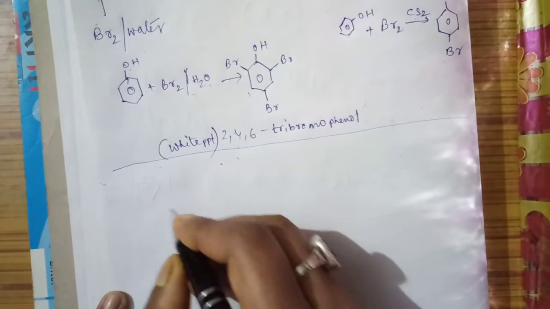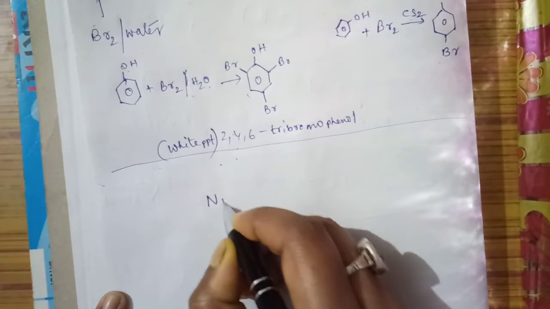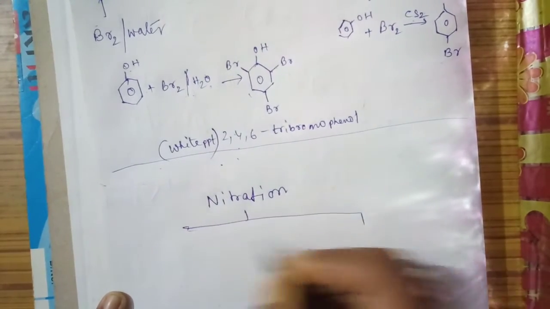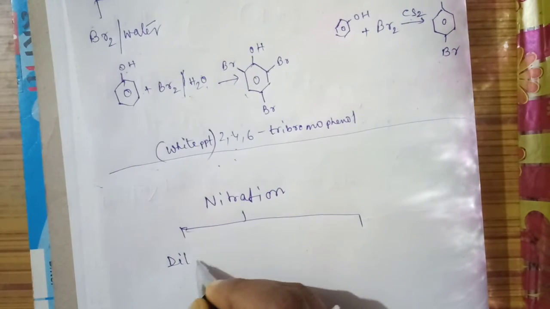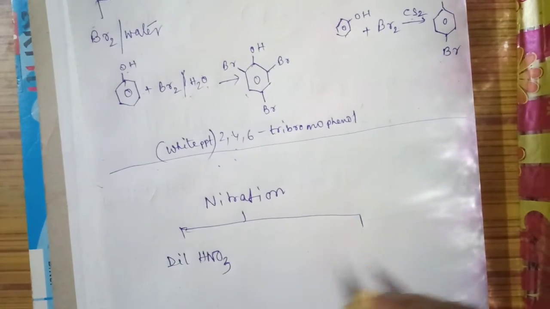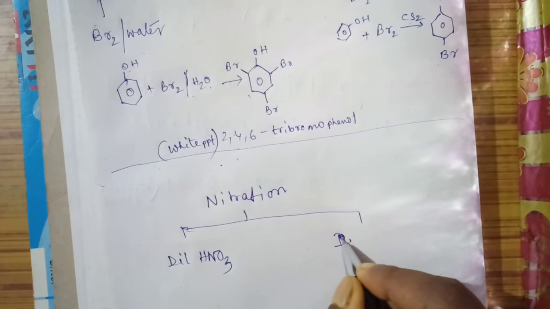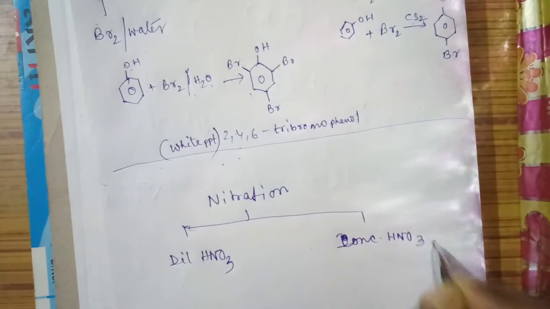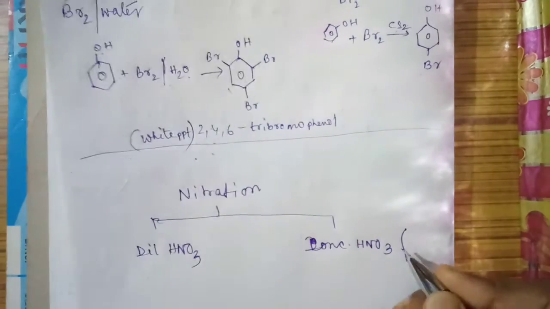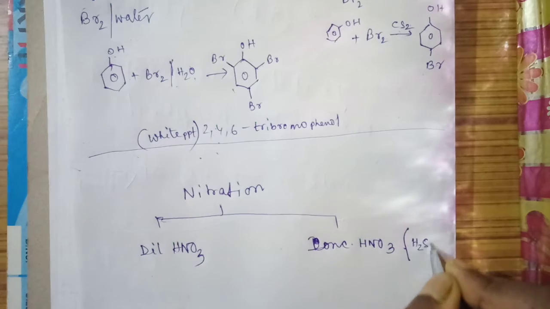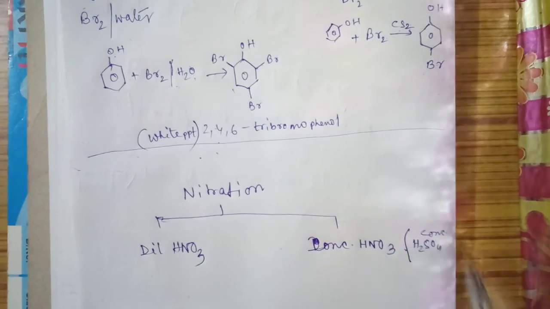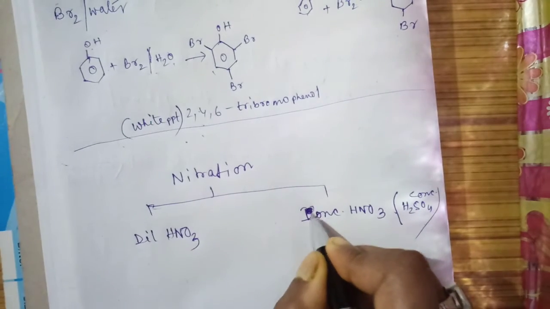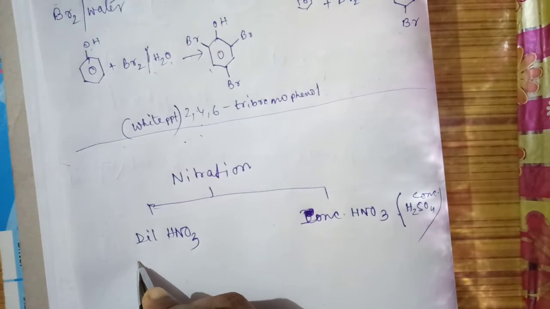Halogenation I have told you. Now I'll tell you nitration. For nitration we will again divide it into 2. One is, if you give dilute nitric acid, what will happen? And if you give concentrated nitric acid in the presence of concentrated sulfuric acid, then we will get 2 different products.